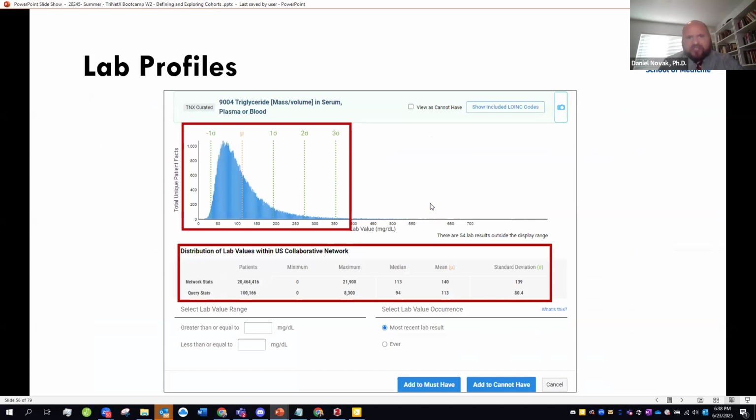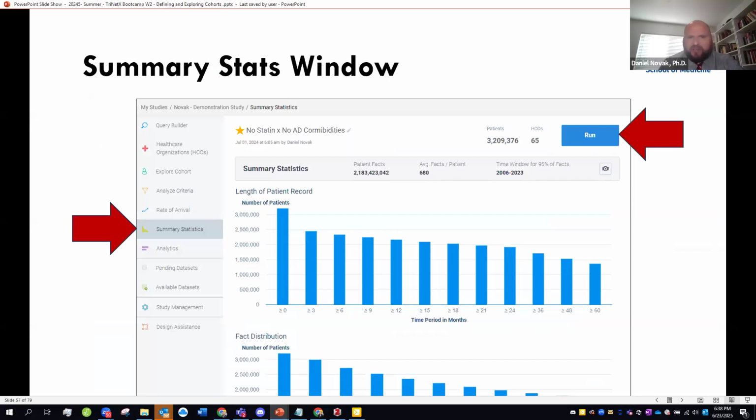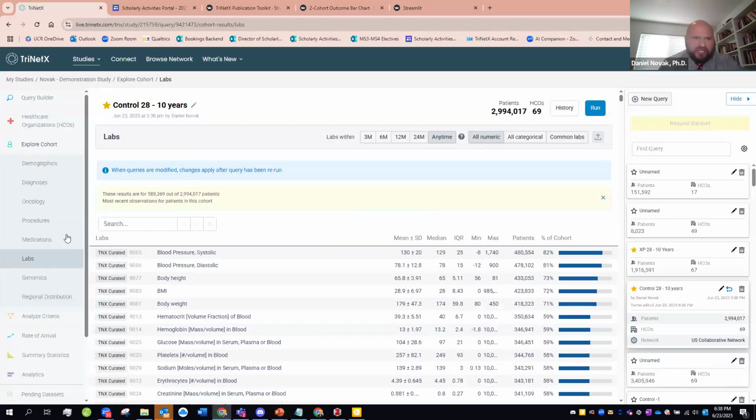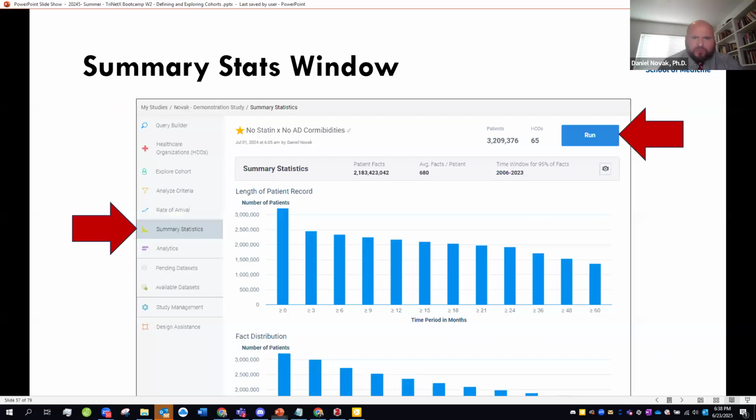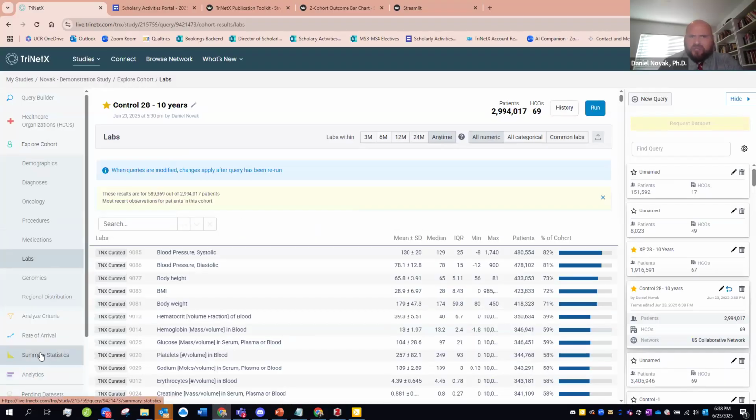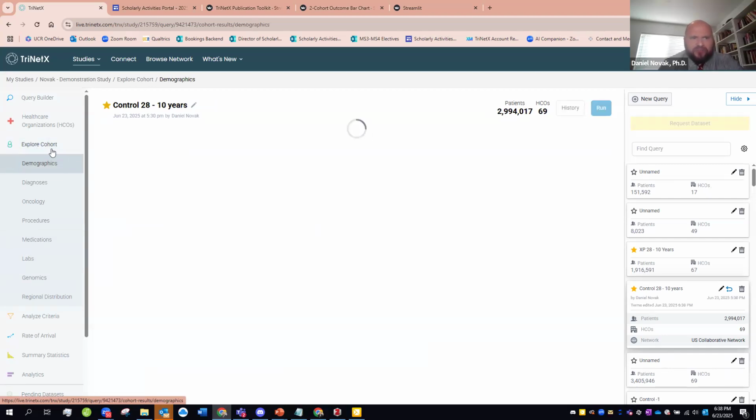And again, lab profiles can provide you with really important and useful information about distributions, in that case of triglycerides. Another window with some very useful information. That kind of concludes our discussion of the Explore Cohort function.